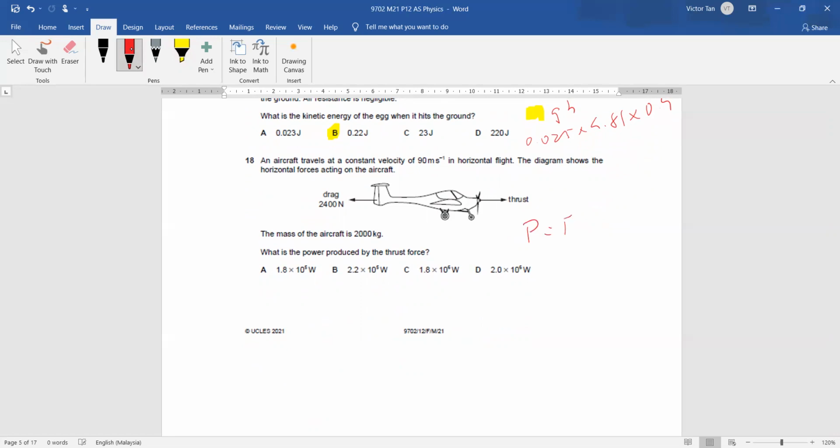Power is force times velocity. It's a constant velocity, so the thrust force is the same as the drag. So it's 2,400 times 90. Calculating, you get about 220,000, 216,000 to be exact.